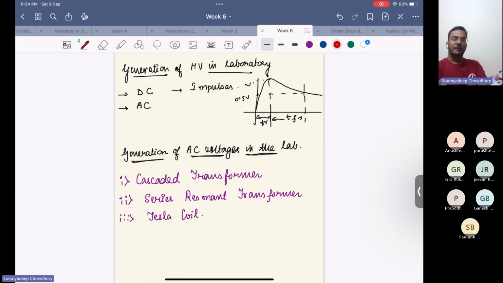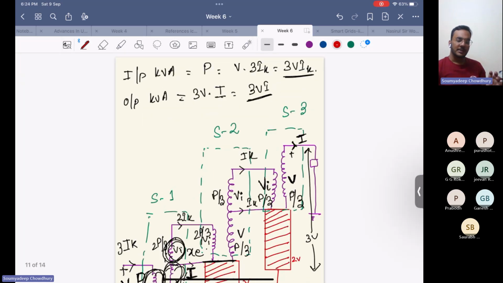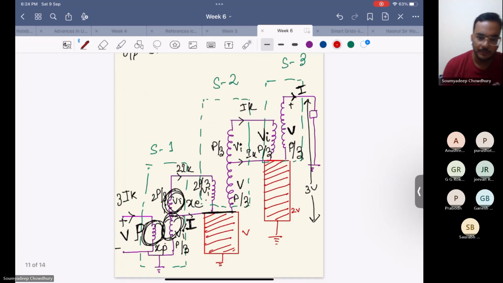First we are taking up generation of AC voltages. There are three mechanisms by which we generate high voltages in the laboratory. First is the cascaded transformer. Then we have the series resonant transformer. Then we have the Tesla coil. First we were discussing the cascaded transformer.